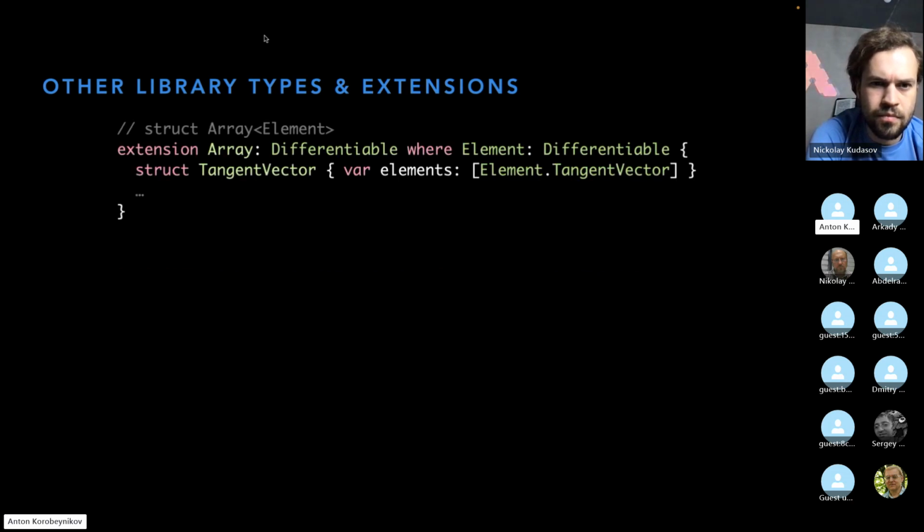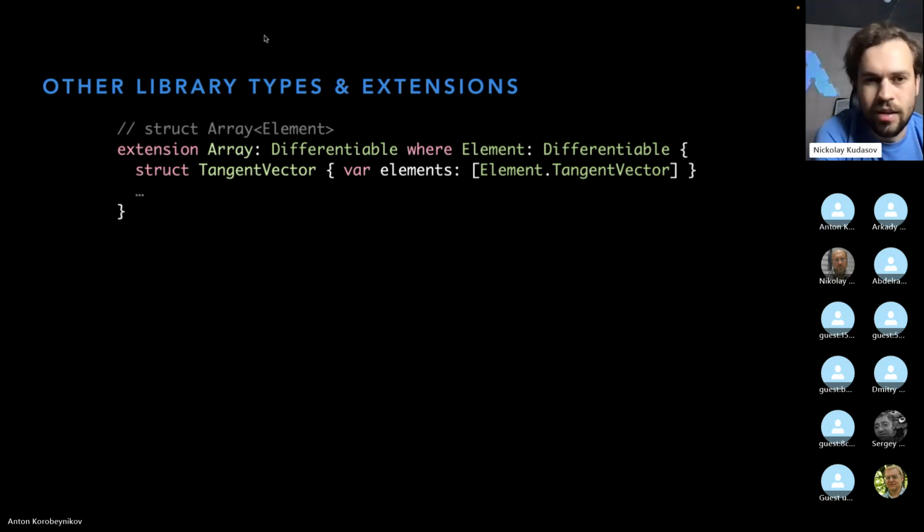By making the array type conform to Differentiable, arrays are now differentiable too. An array is differentiable when its element is differentiable, and the tangent vector for an array is essentially an array of the elements' tangent vectors. We can think about the space of the array type as just the direct sum of the spaces of its elements. Anton, yeah.